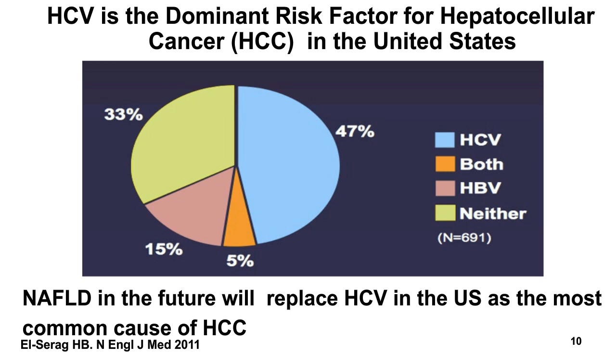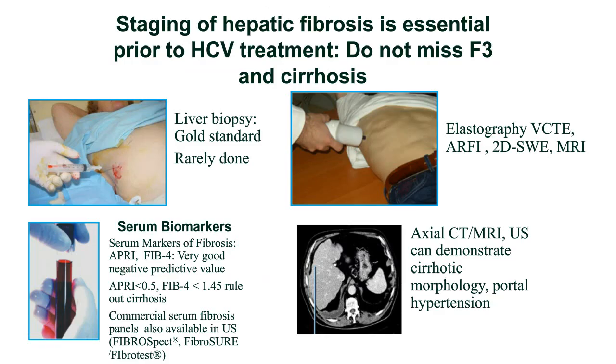So what does this mean? This means that we need to find these individuals who are at increased risk for decompensation, advanced fibrosis, and the development of hepatocellular cancer. And that's why we need to, in our hepatitis C patients, accurately stage hepatic fibrosis prior to treating hepatitis C. We don't want to miss these advanced fibrosis. That's F3 fibrosis, F4, or cirrhosis.